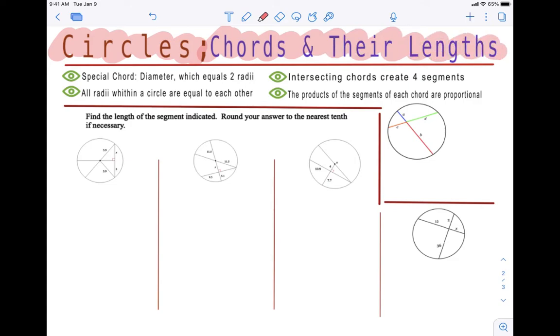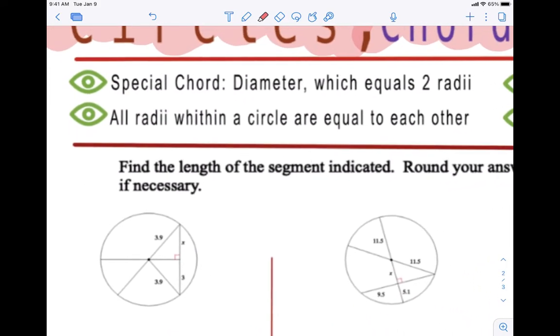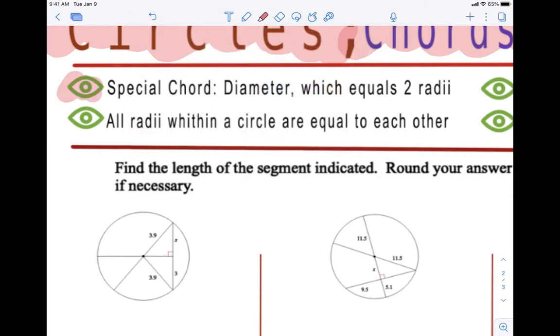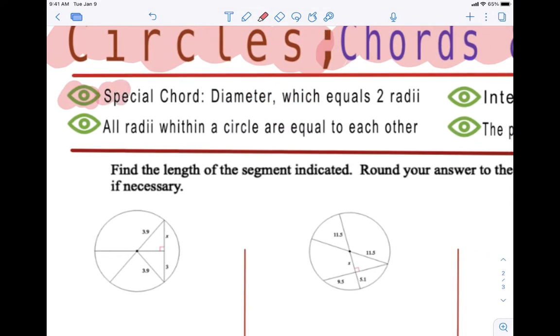So let's hit up the 4 bullet points here. Bullet point number 1 says a special chord is a diameter, which equals 2 radii. So 1 diameter is equal to 2 radii. Radii, guys, is plural for radius. So you wouldn't say 2 radiuses, you would say 2 radii. All right.